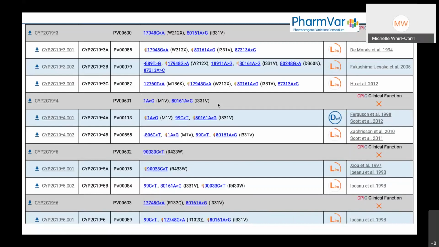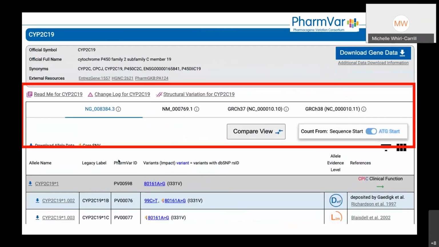And so that's why for cytochrome P450s and some other genes like TPMT, we can't just refer to one variant, because it's the combination across the gene that influences the function and the definition of that allele. So that's why the star allele names are so important. It's important to understand. They're used, like I said, all over the literature.